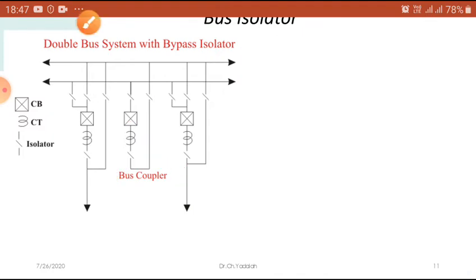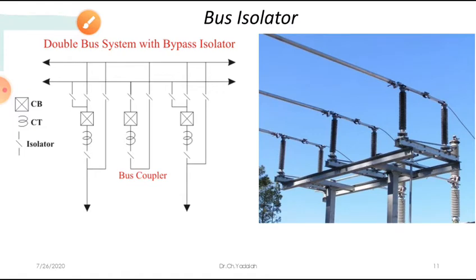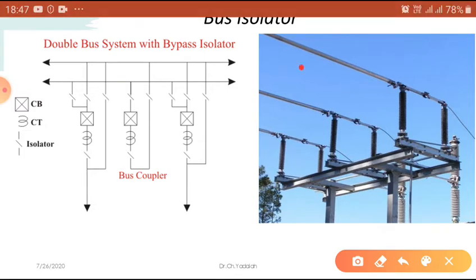You can see one practical figure also. Here you can see the bus isolator. This is one bus, and similarly there is another bus. So two buses are connected through isolators. This type of isolator is known as a bus isolator. I think you now have some idea what a bus isolator is. It is nothing but an isolator used in the bus coupler. Between two buses we connect one isolator, and that isolator is known as the bus isolator.